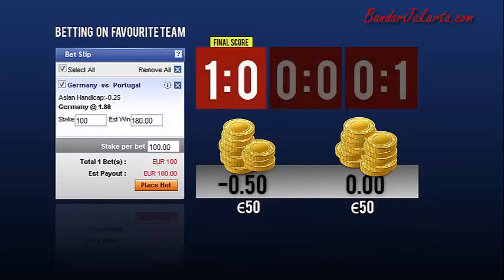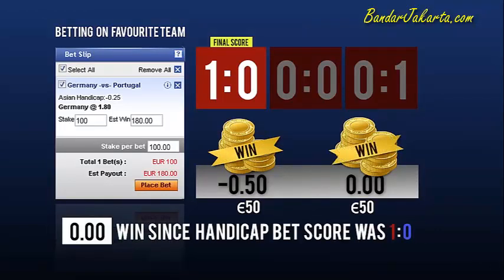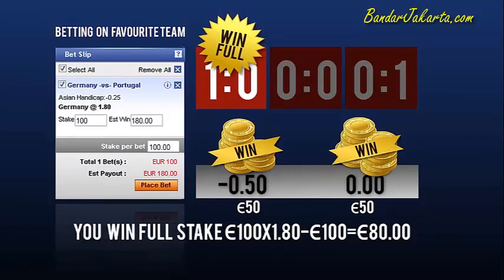If the final score ends with 1-0 in favour of Germany, you will win the first bet with a handicap score of 0.5 against 0. You will also win the second bet with a handicap score of 1-0, which means you will win the full amount of €80.